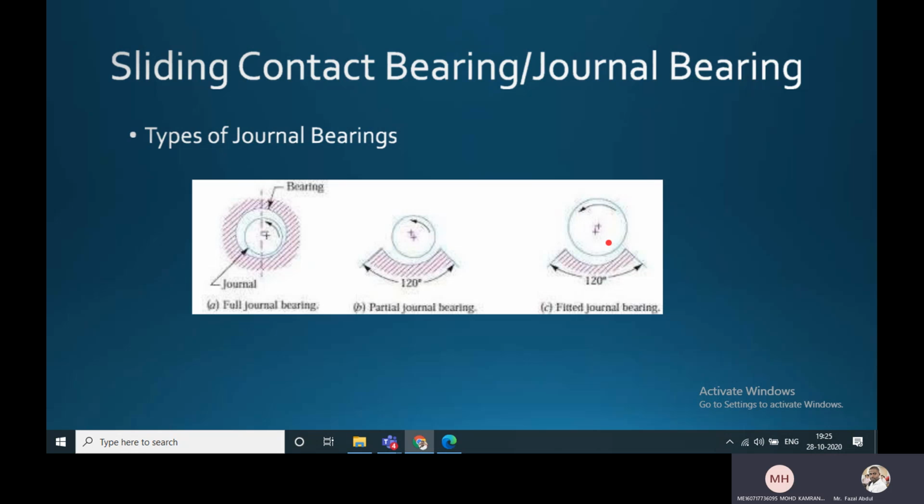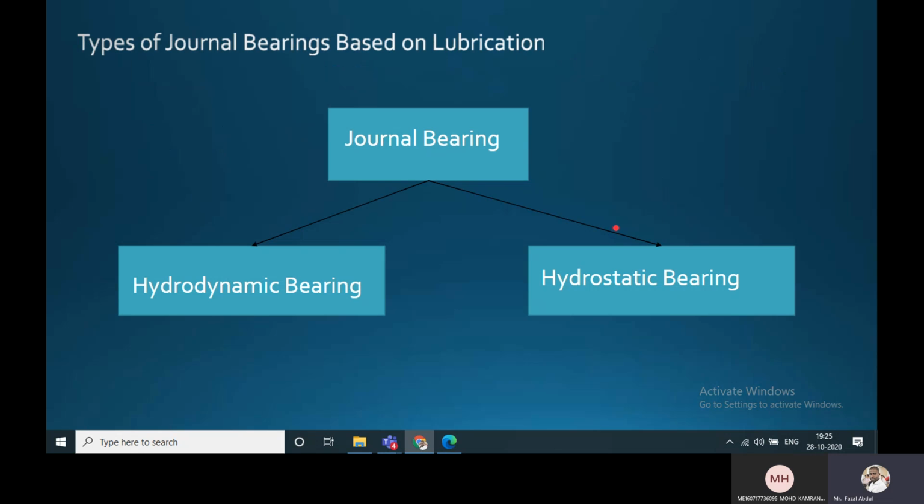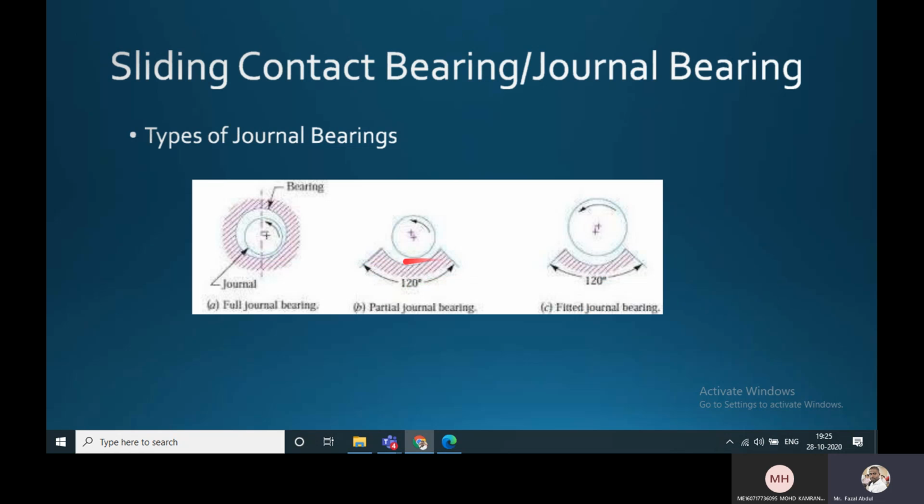Now again, the journal bearings are of two types. This classification is based on the nature of contact. Here, the total circumference is going to contact. Here, only partially it is going to contact. Here, partially it is going to contact. This classification is based on the nature of contact.